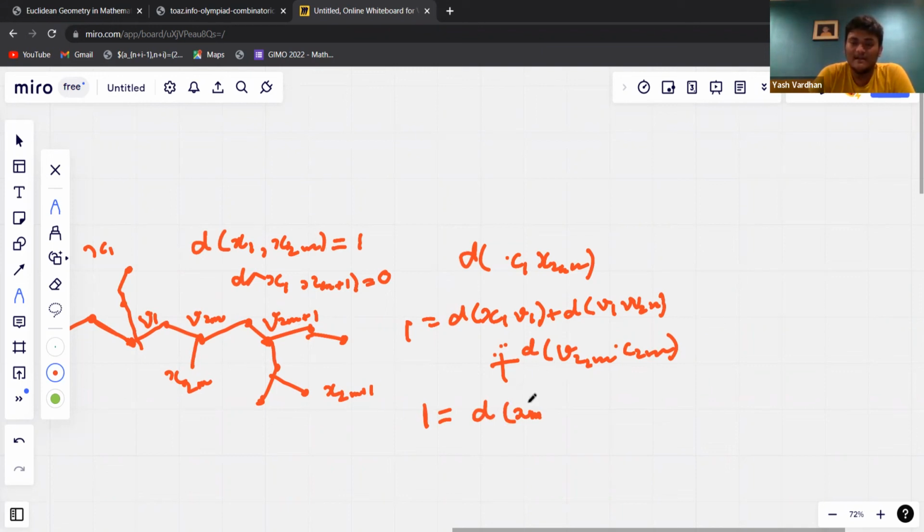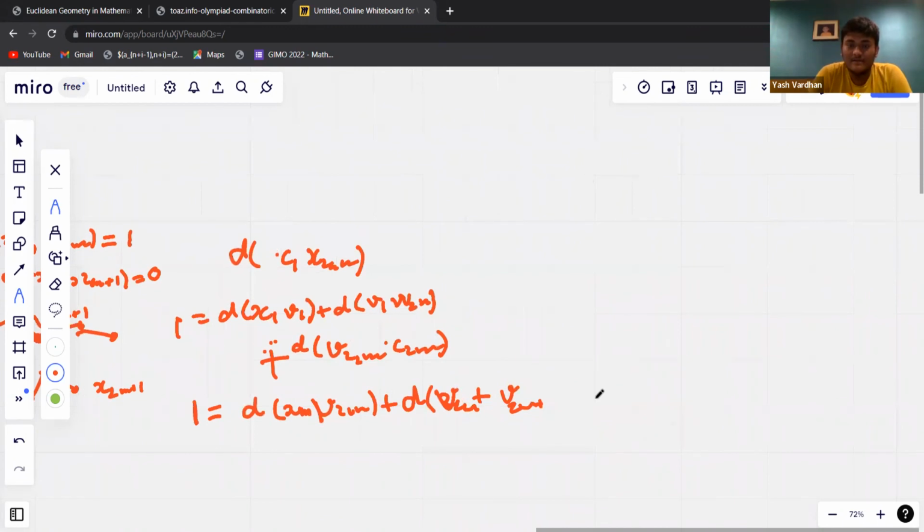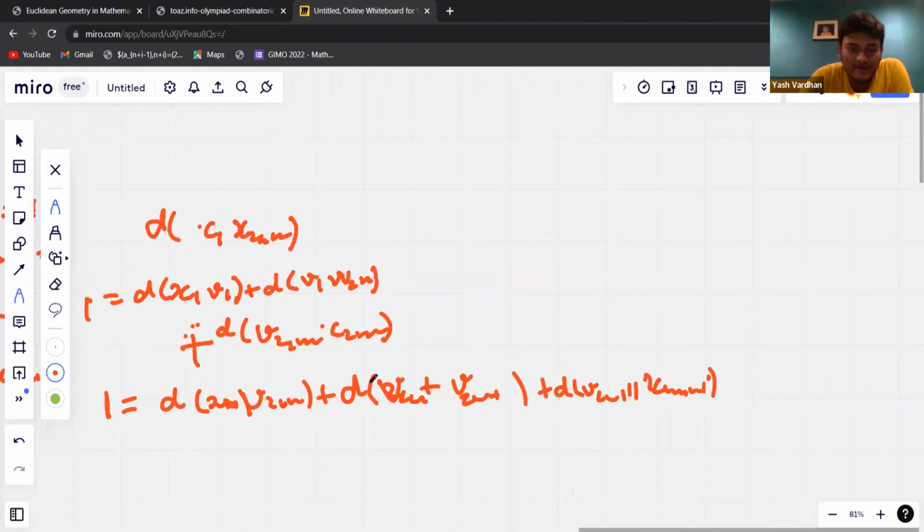So we'll write it out in terms of going down the branch and moving along the skeleton: d of x2m v2m plus d of v2m v2m plus 1 plus d of v2m plus 1 x2m plus 1 is also equal to 1. Now notice that if we add these, they magically cancel off, because this thing is repeated twice, this x2m and this x2m, so mod 2 it doesn't matter.